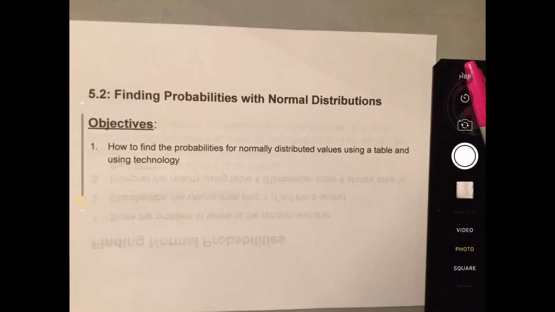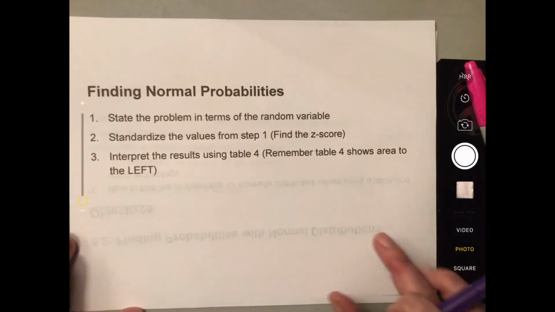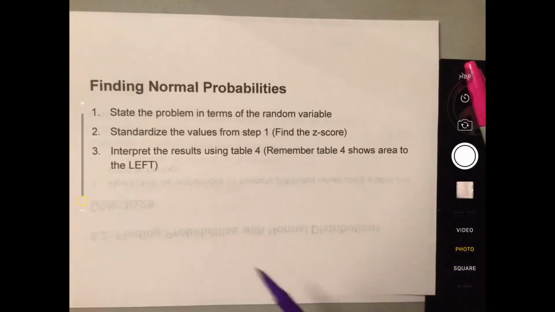Today, or whenever you're doing this, 5.2 is very similar to 5.1, except that you're going to use a random variable to find a z-score, then to find the area. So instead of just being given the z-scores like in 5.1, we're actually going to calculate those, okay? Our steps for today are to state the problem in terms of the random variable, or just know what we need to do, essentially.